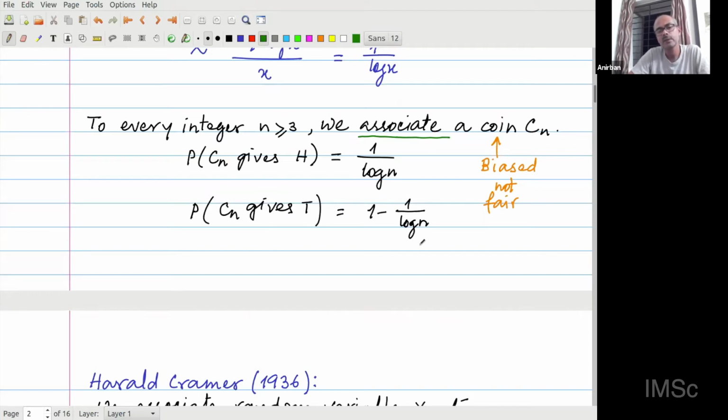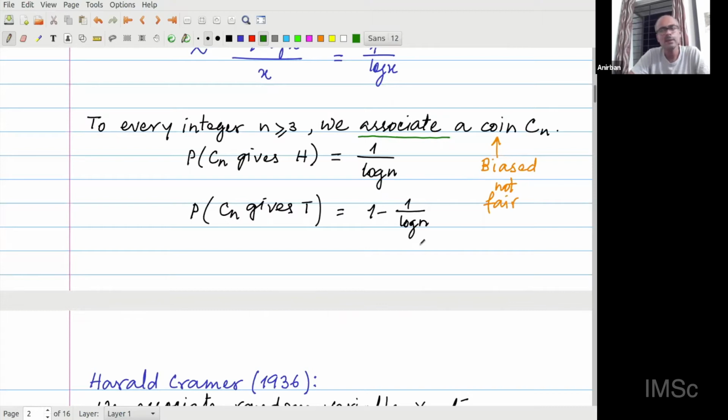So you can immediately notice that the probability of getting head becomes very small as n grows. For a large n, the probability of getting head is very little. As n becomes bigger, log n also grows, so the probability of getting a head is becoming smaller and smaller. In fact, that is what we should be expecting, because heads are going to give us primes, and primes are very few, because we have just seen that we have x over log x primes up to x. So it's a thin set.